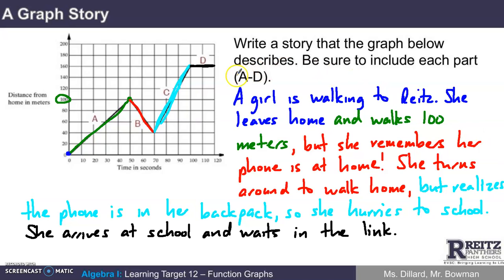You know, there's a lot of stories you could write here that would work for this graph as well. This is just one example of many. One of the things that we like very much about this particular objective is it allows you a chance to be a little creative and to try and write a narrative that works and describes what you see in a graph. So Panthers, your objective really is to have fun with this today.